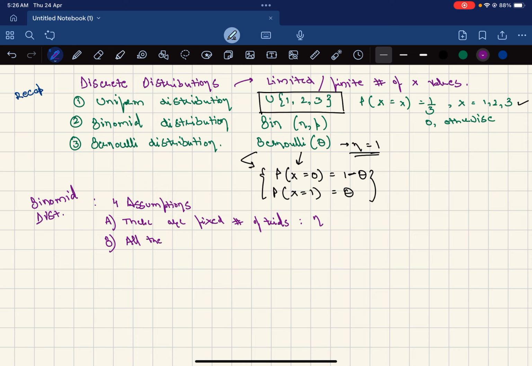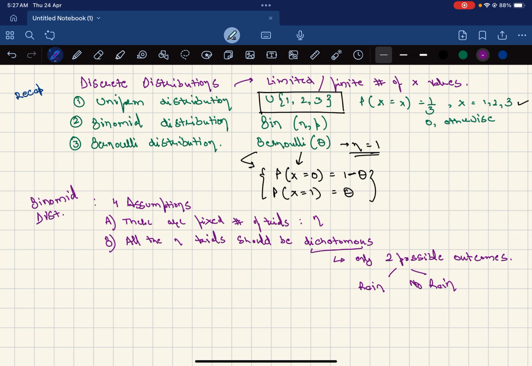All the n trials should be dichotomous, which means this term here means only 2 possible outcomes. Just like we saw in our previous session, whether it will rain or not on a particular day. So there are only 2 possible outcomes for each of the trials. This is rain or no rain. Therefore, all the n trials should be dichotomous, which means each one of them can only have these 2 possible outcomes.